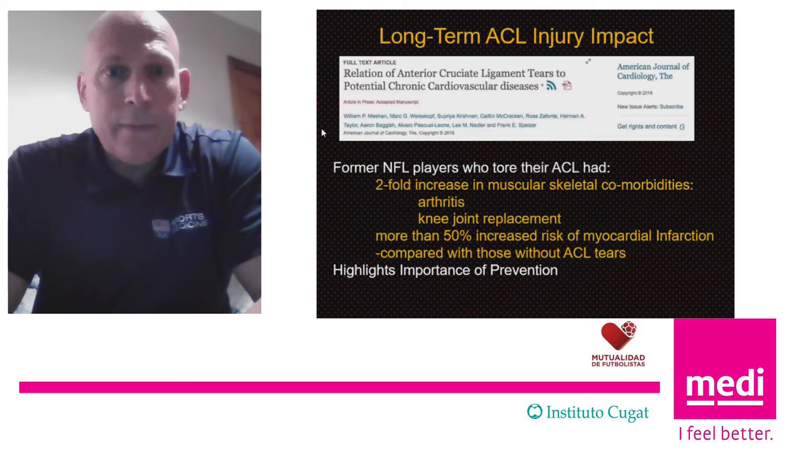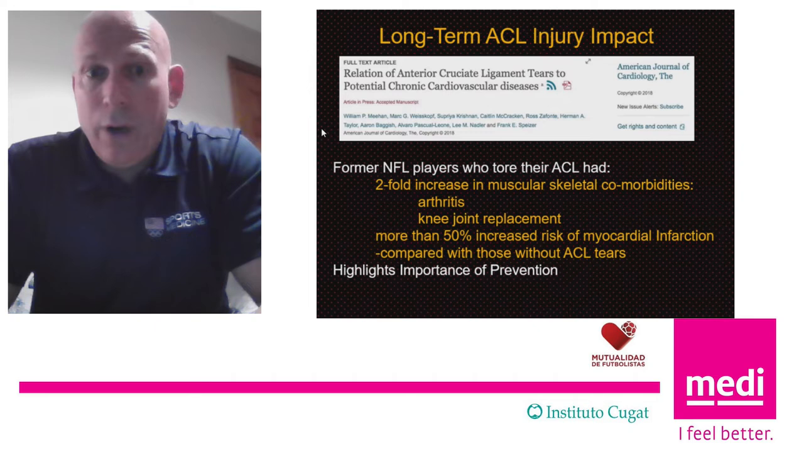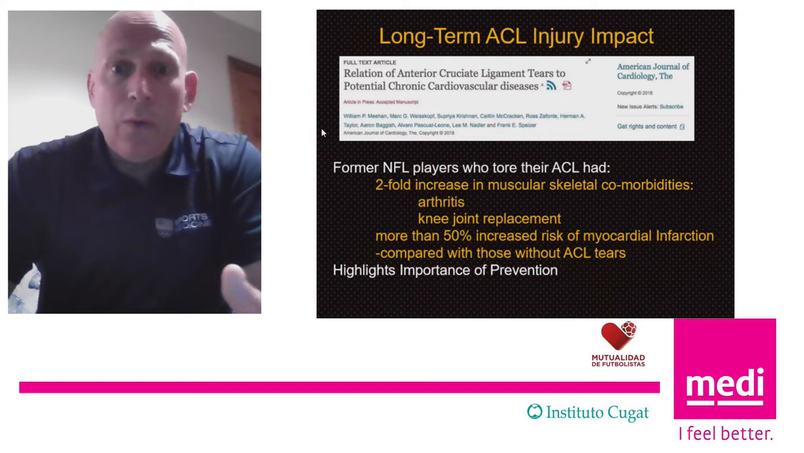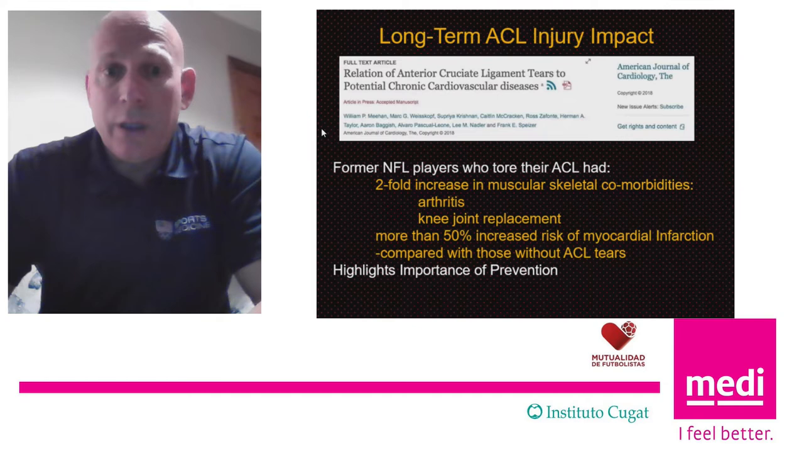No, sure. So we focus on the underserved athlete. We've done a lot of work in the female athlete. And again, this is Rebecca Lobo rupturing her ACL in the WNBA, one of the best players at that time. She had multiple injuries and she never quite recovered. Now, we all know the increased risk of arthritis, reported anywhere between 2 and 10-fold higher. And what we didn't realize before this study was that there's actually a 50% increased risk of myocardial infarction compared to those without ACL tears, which speaks to systemic inflammatory processes.